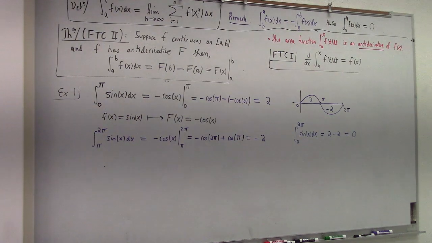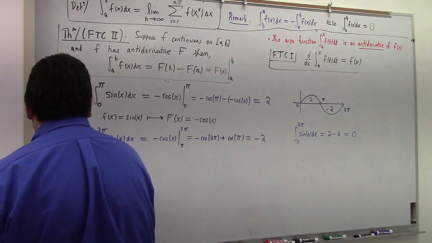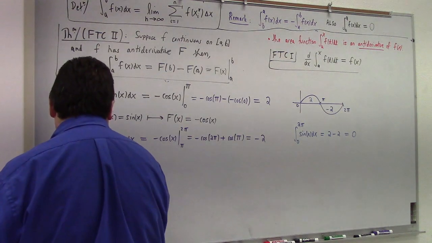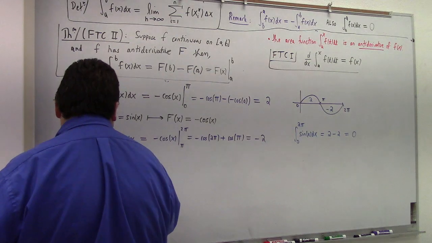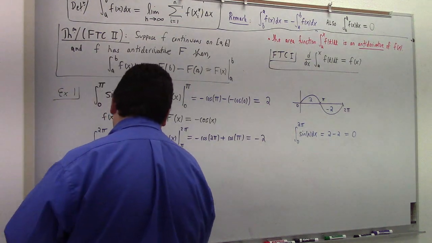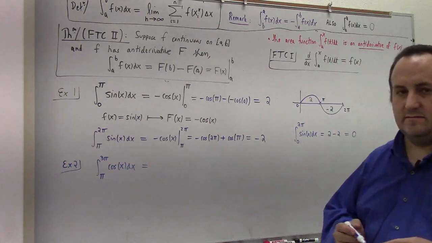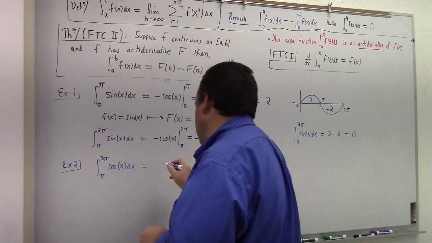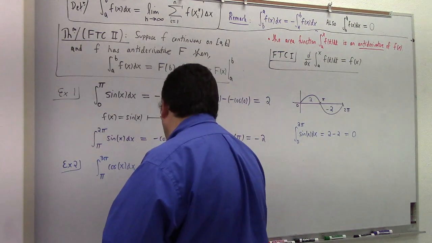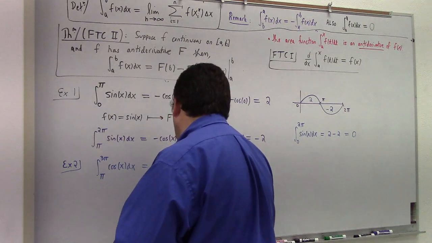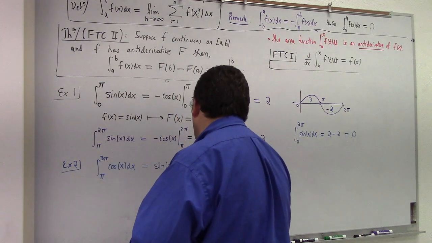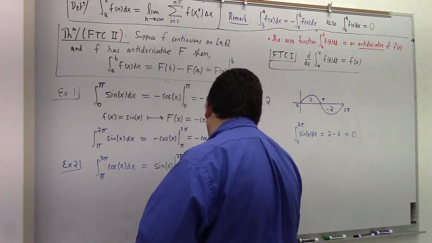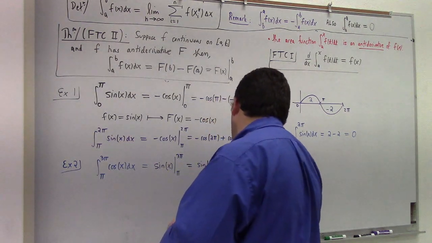Here, I'll do the same thing with cosine. Suppose you're going to integrate from, let's say, pi to 3 pi of cosine of x dx. How would that go? What's the integral of cosine? Sine, very good. So we do sine of x, evaluated from pi to 3 pi, which is what? Sine of 3 pi minus sine of pi, which is 0.